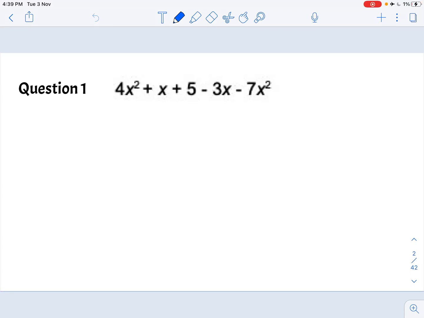Question 1 asks you to simplify this algebraic expression. So for this problem right here, I'm going to start by rewriting it as an addition problem. You don't have to do this step, but a lot of students do find it helpful.